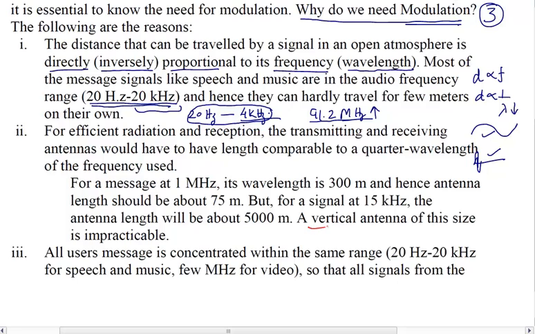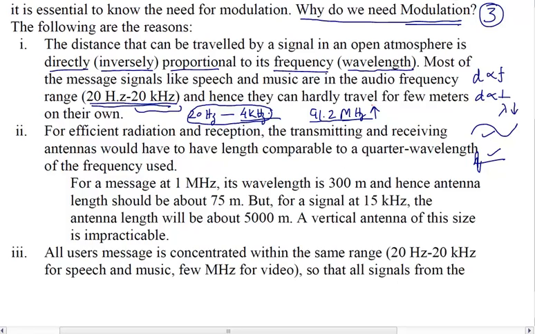Okay, is it practical? It's not practical to have a vertical antenna standing on top of the ground, having a height of 5,000 meters. Even Burj Khalifa is not having this much height. So you can understand that it is not very possible. Now if I go from 1 megahertz to 10 megahertz, then it becomes 7.5 meters. Now 7.5 meters is something understandable.